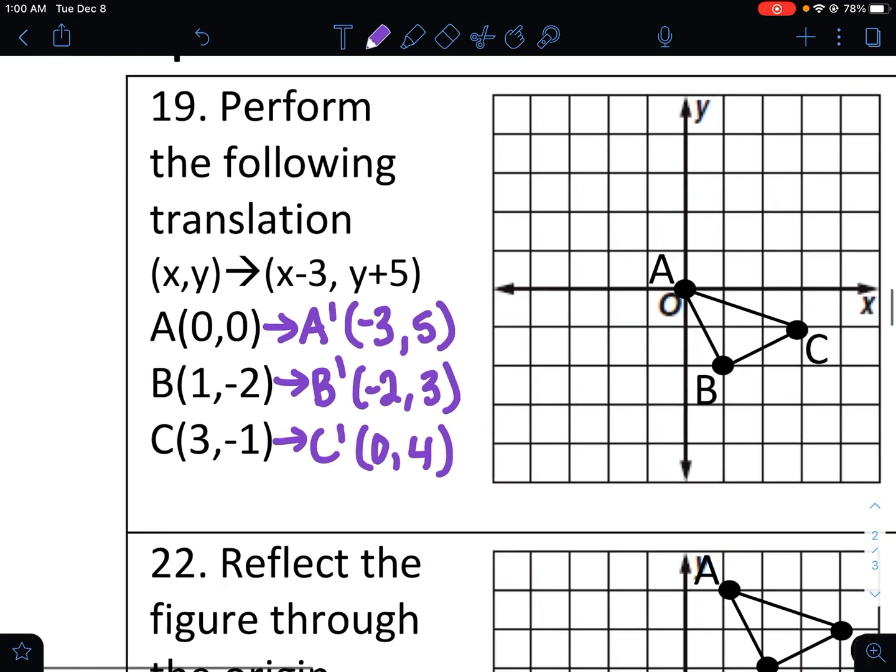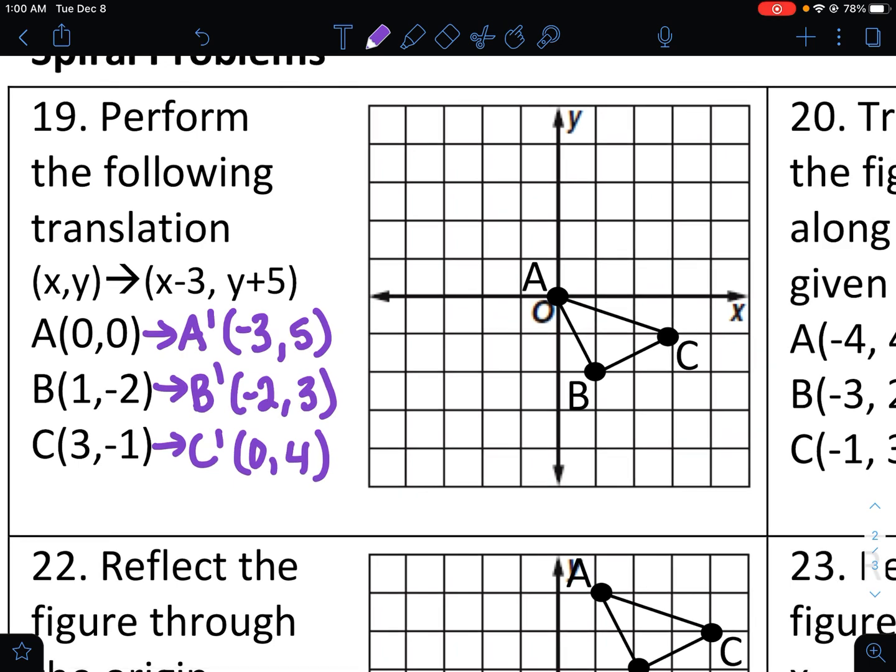All right, so now let's plot these numbers. So for A, we have -3 and 5. So we go 3 to the left, 5 up, and there's the new A. And then B is -2, 3, so 2 to the left, 3 up. That's B prime. And then C is going to be 0, 4, so that's right there. So 0 means you don't go left or right, and then 4 means you go 4 up. So there you go.